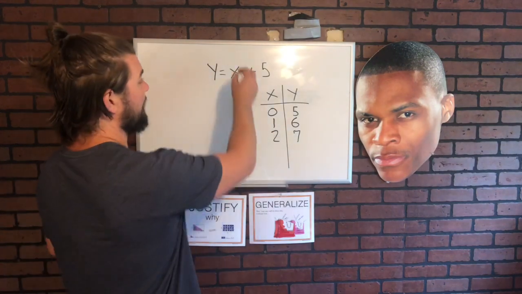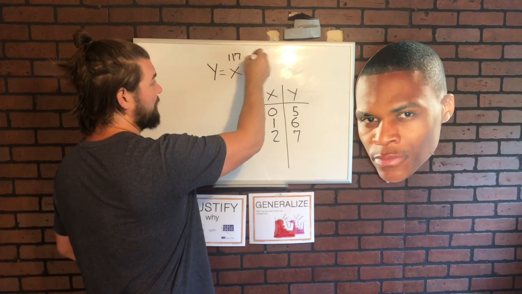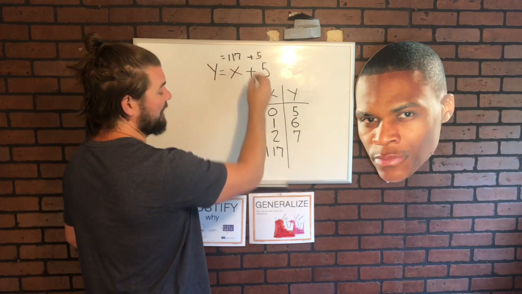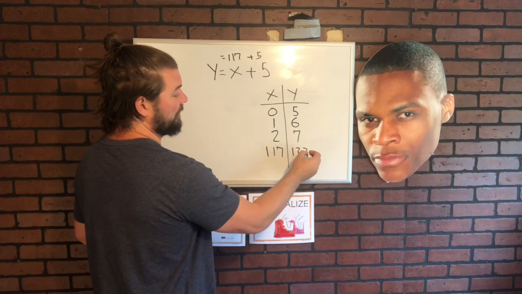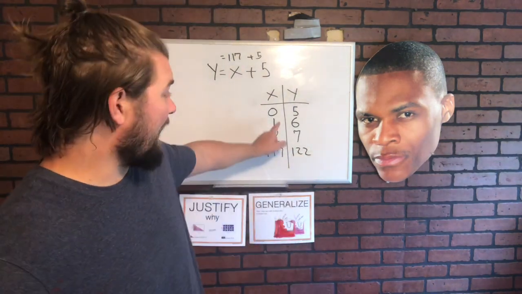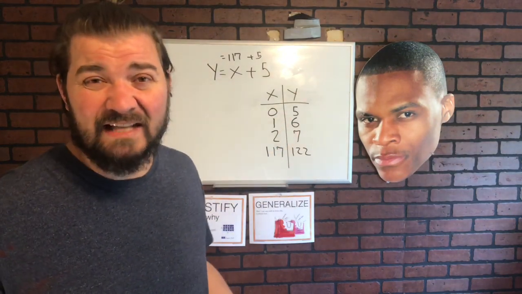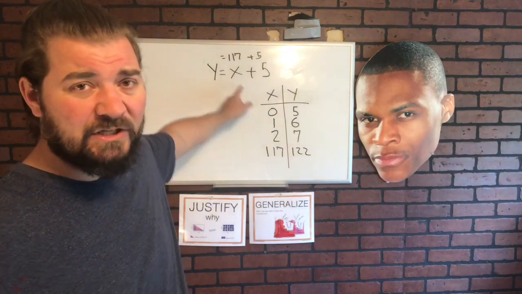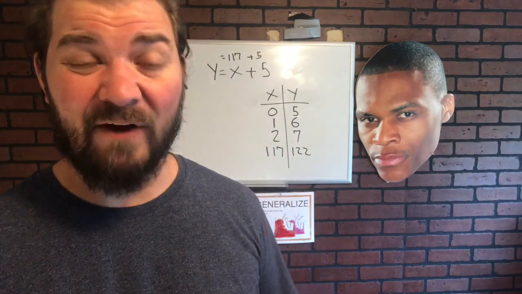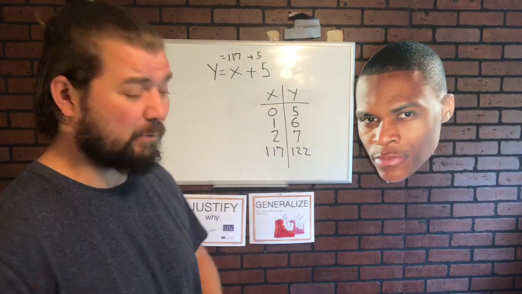117. If I put 117 in, I'm still going to add 5 to get my y. 117 plus 5 equals 122. That's good. Everything on this side is 5 more than everything on that side. Just like in our equation, whatever x is, y is going to be adding 5 more to what x was. So here's a pretty simple one with addition.